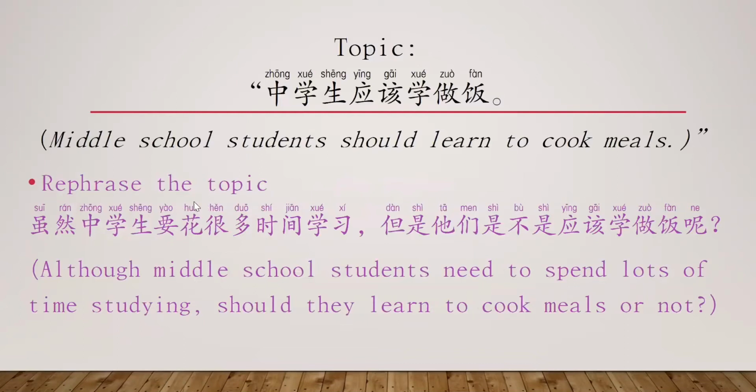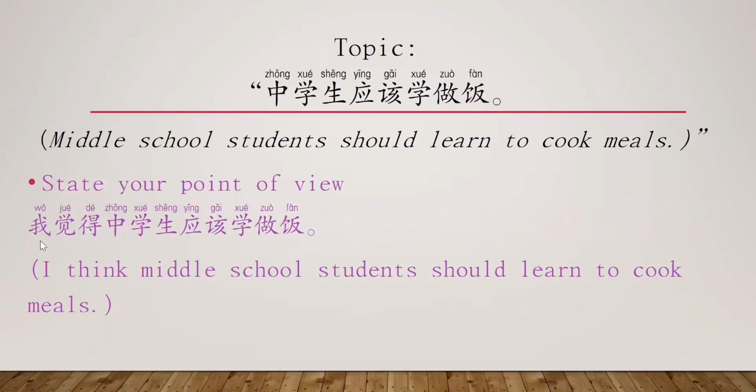Okay, secondly, rephrase the topic. So you can rephrase the topic by using a question or you can paraphrase the topic. So you can just definitely use different ways as long as you rephrase the topic to put forward the topic. Okay, 虽然中学生要花很多时间学习，但是他们是不是应该学做饭呢? Although middle school students need to spend lots of time studying, should they learn to cook meals or not? So here you rephrase the topic to put forward the topic by just not copying the topic, itself.